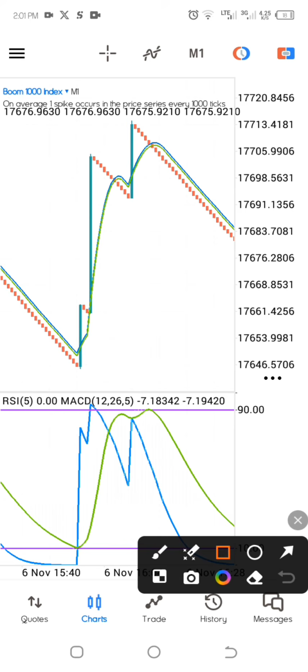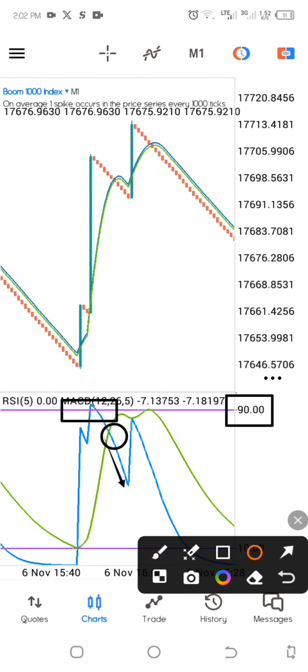Now, when you are trading with this strategy, first thing you want to see is this blue line right here. First you want to see it come to the 90 level of the RSI. When it gets to the 90 level of the RSI, the next thing we are expecting is for it to cross below the second line, which is the green line. It has to cross below it, so everything happens right at this area.